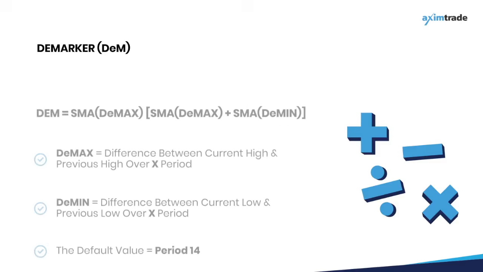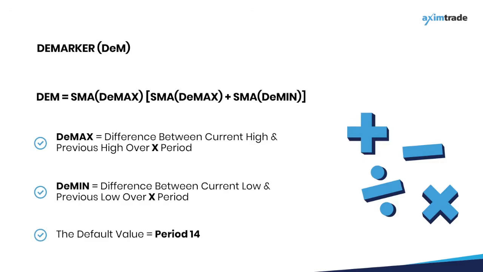Let's look at the formula. The Dmax records the difference between the current high and previous high over the number of X periods, whereas the Dmin records the difference between the current low and previous low over the number of X periods. It is calculated by looking at the high values in a given period. When the current high figure falls below the previous high figure, it is referred to as a 0. And if the current high figure exceeds the previous high, it is referred to as a Dmax. By default, the DeMarker is calculated based on period 14, but traders can change this according to their preferences.